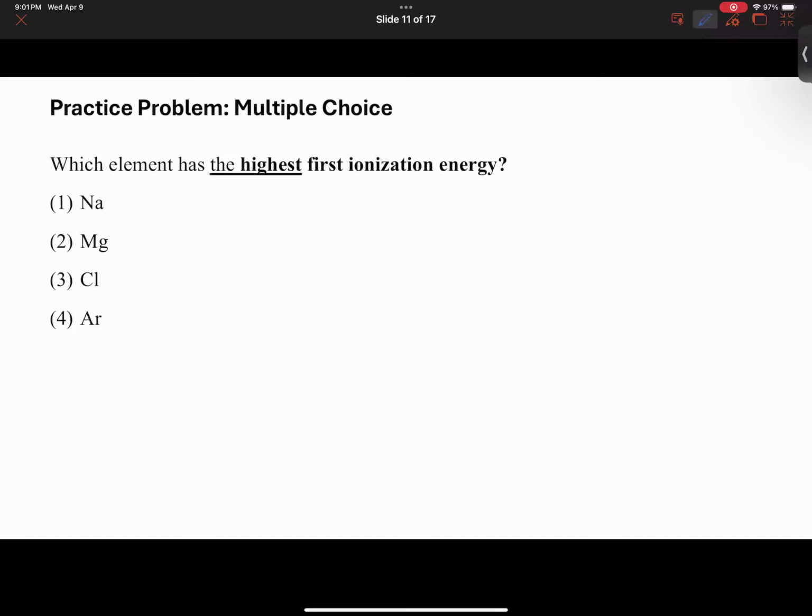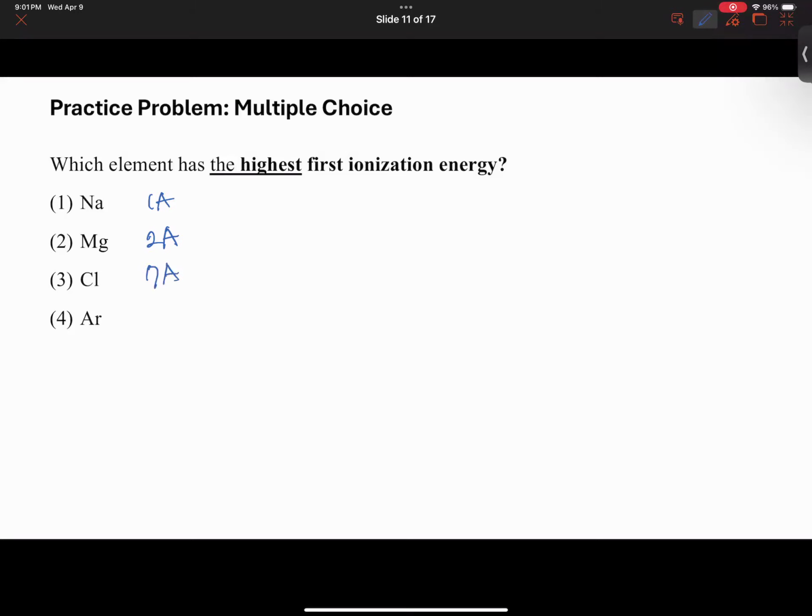Now let's look at multiple choice problems. Which element has the highest ionization energy? Sodium belongs to group 1A, alkali metal, readily losing electrons, very reactive in losing electrons. Magnesium belongs to group 2A, two valence electrons. It is also reactive, not as much as sodium, but still reactive.